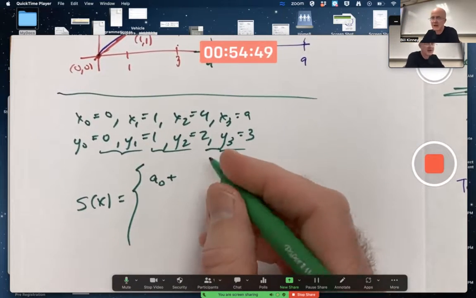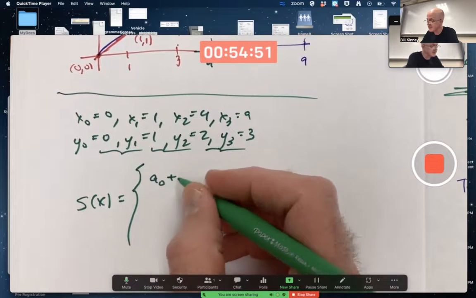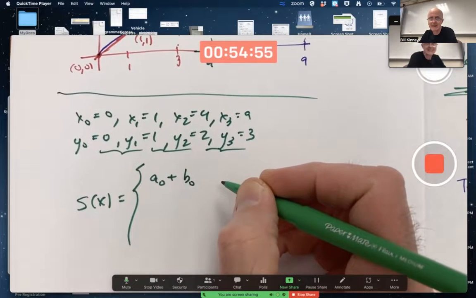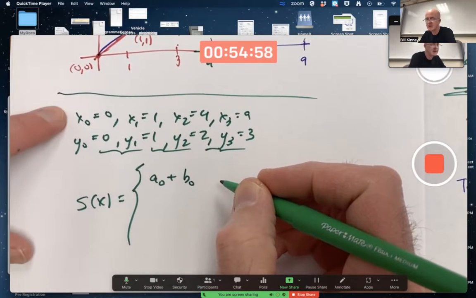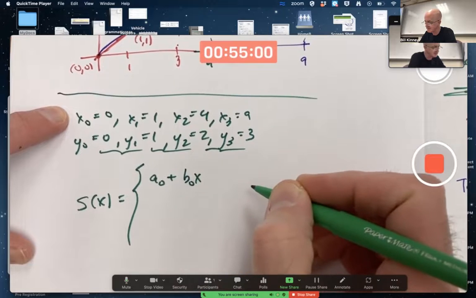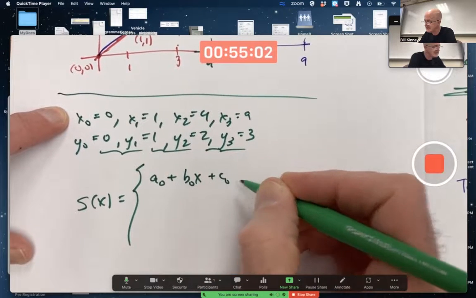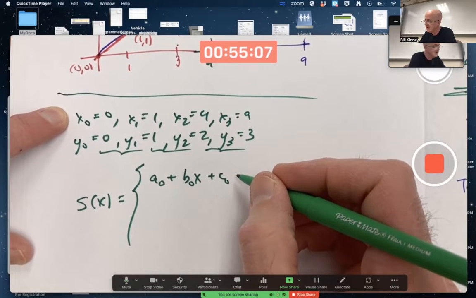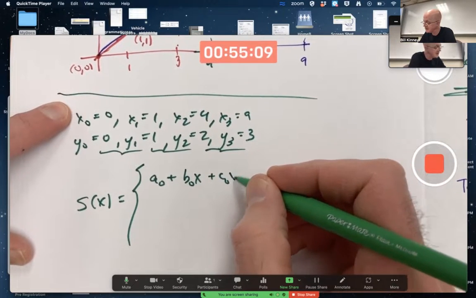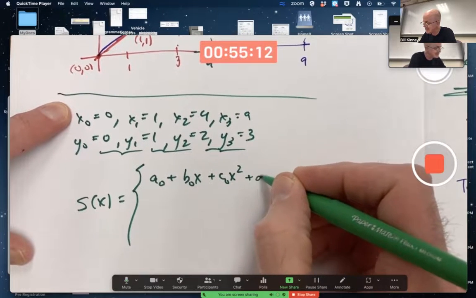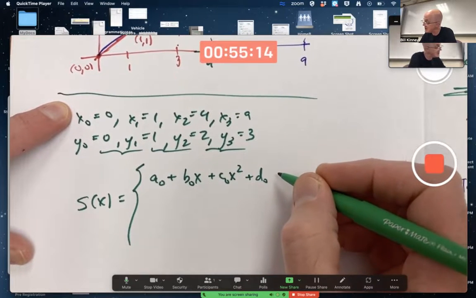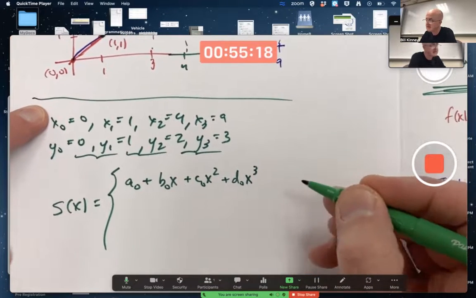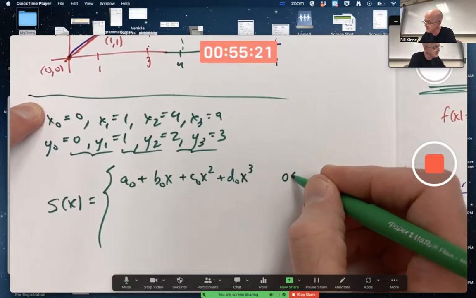We'd have A0 as just a constant, plus B0 times X minus X0. Now X0 is 0, so that's just X. Plus C0 times X minus X0 squared. Once again, X0 is 0, so that's just X squared. Plus D0 times X minus X0 cubed. Again, X0 is 0, so that's just X cubed. This is going to be the form of the formula over the first interval.